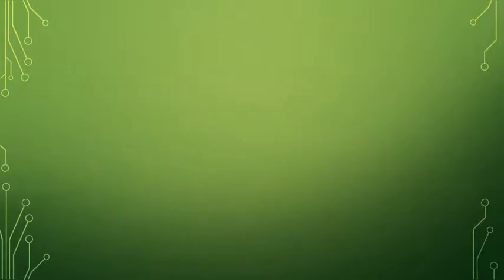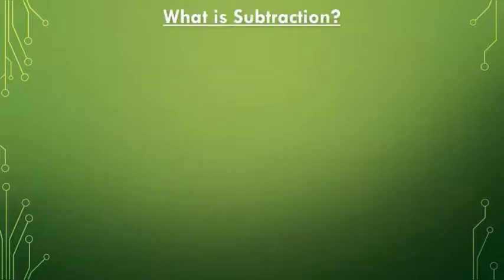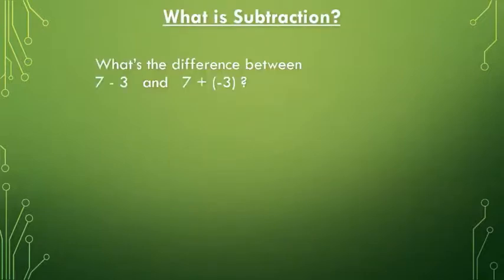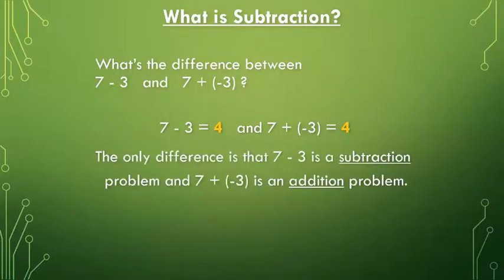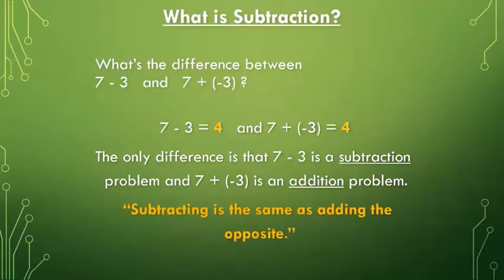Now, before continuing on to subtraction, we first have to learn what subtraction is. What's the difference between 7 minus 3 and 7 plus minus 3? Yes, 7 minus 3 is equal to 4, whereas 7 plus minus 3 is also equal to 4. The only difference is that 7 minus 3 is a subtraction problem and 7 plus minus 3 is an addition problem. So that means that subtracting is the same as adding the opposite.